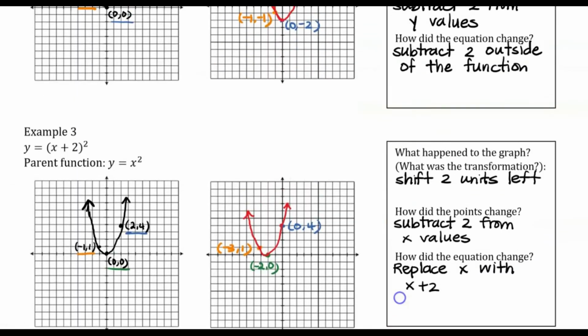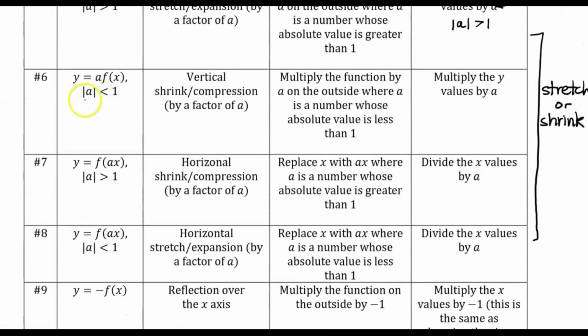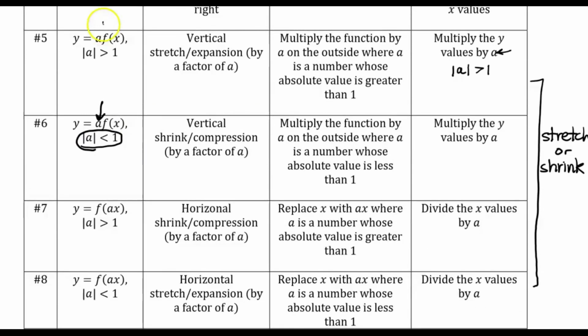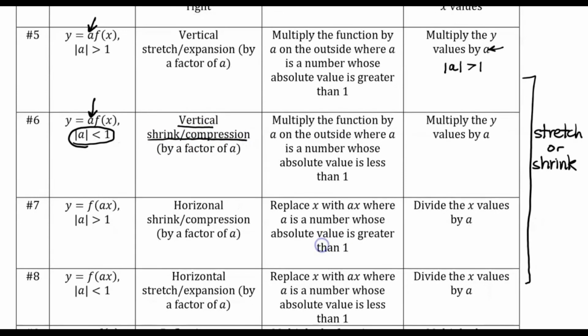And everything from example 6 is summarized in row 6 of our table. When that number, whose absolute value is less than 1, is being multiplied outside the function, like in examples 5 and 6, but if it's less than 1, like in example 6, you have a vertical shrink or a vertical compression. Emphasis on that less than 1. Same thing though, you are multiplying your y values by a.